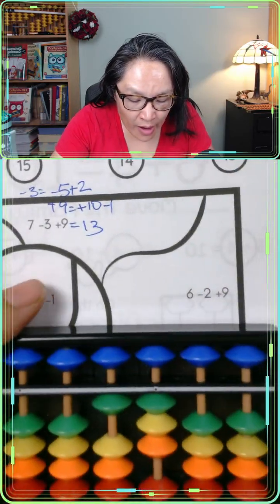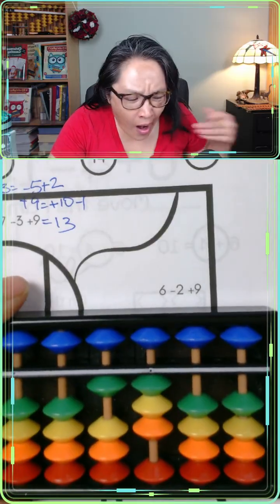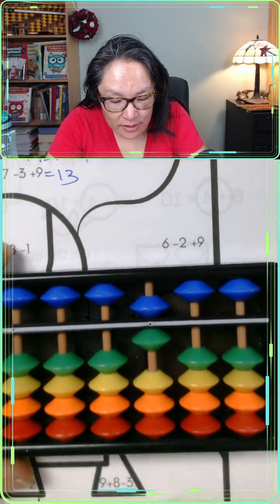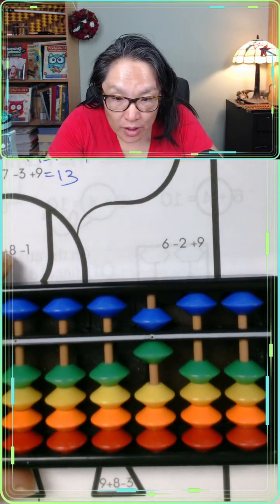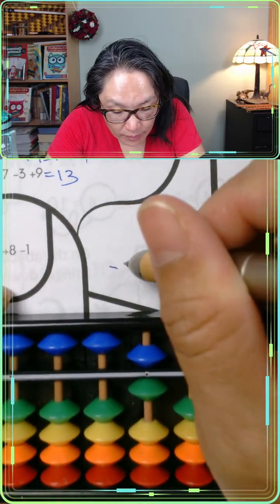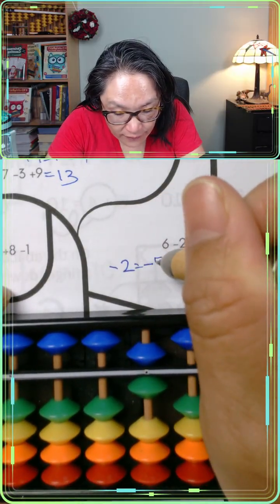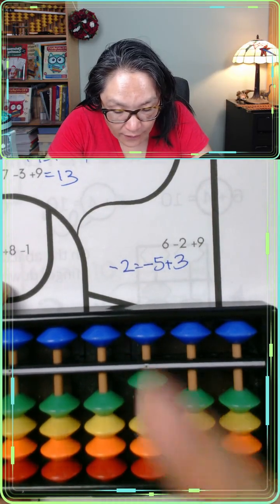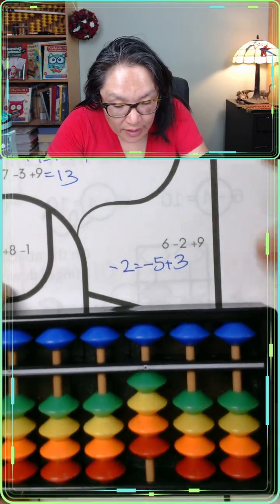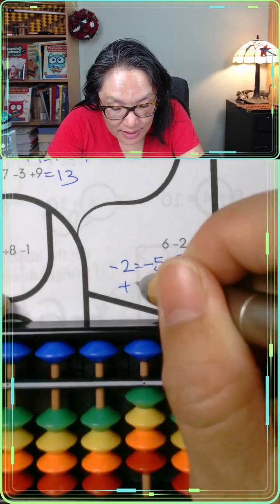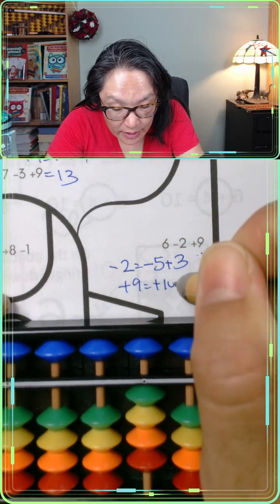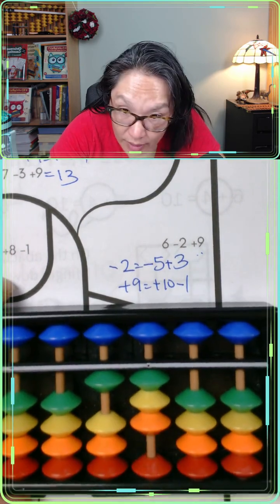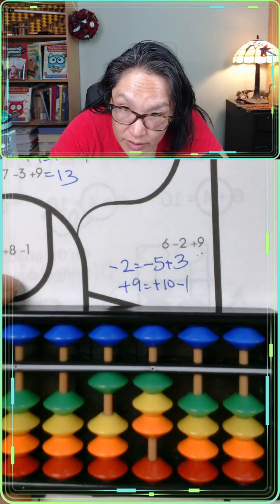And then we can do it again. We have 6 on the abacus and we take away the 2. To take away the 2, minus the 2 is equal to minus the 5 plus the 3. And then we need to plus the 9. Plus 9 is equal to plus the 10 minus the 1. So my final answer is 13 again.